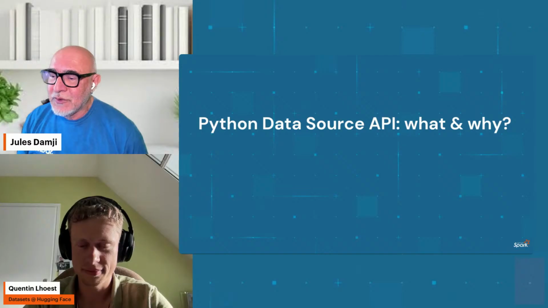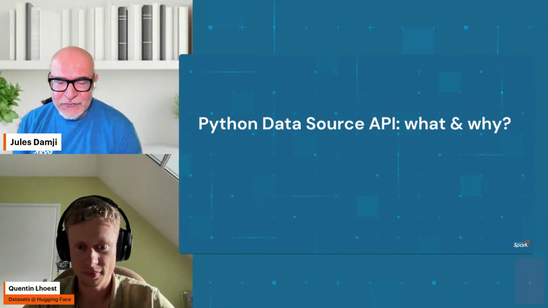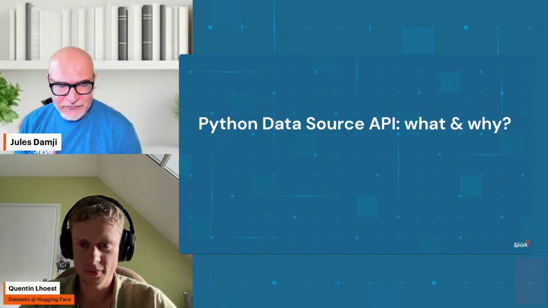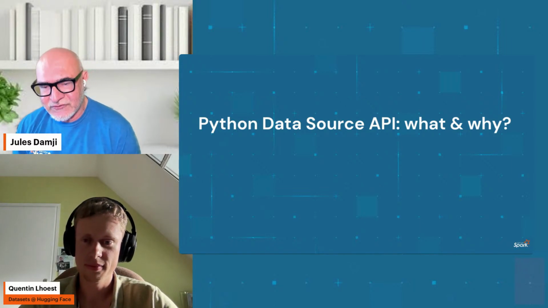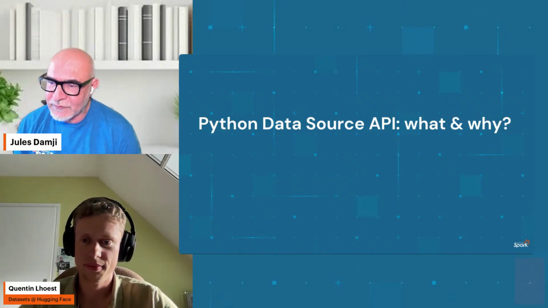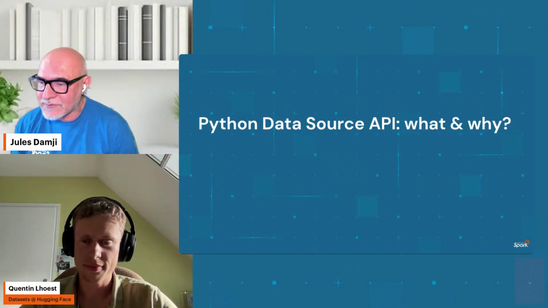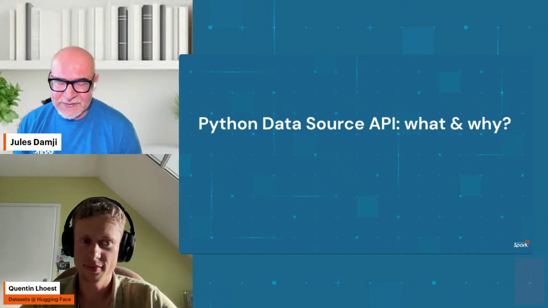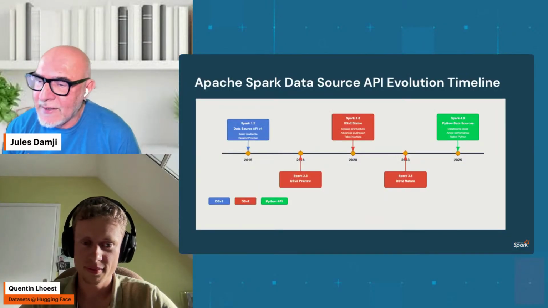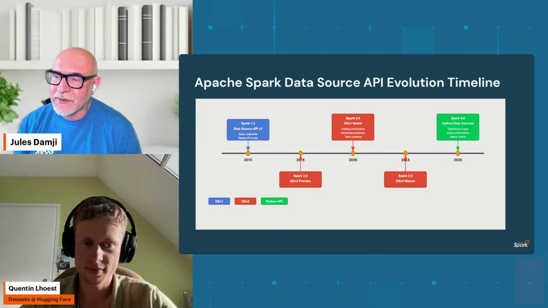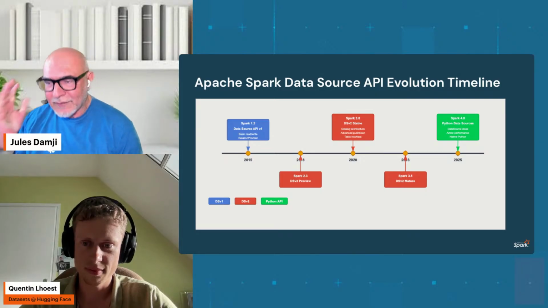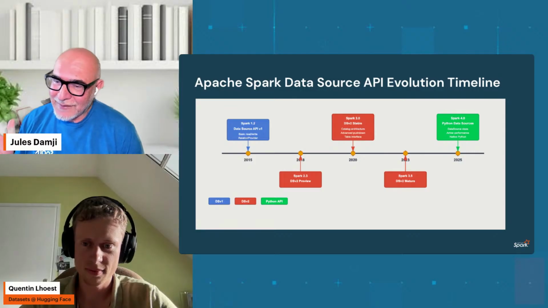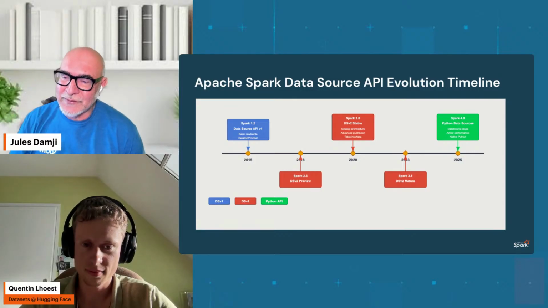Okay, so let's get into why. What is the Python data source? I think it's important to remember, before you get into any new feature or new technology, to understand the history, how something came about, what the evolution is, where we are today, and where we're heading in the future. Knowing the past gives you a better grasp of what the present is and what the future holds for us. So here is a 10-year evolution of the Apache Spark data source, from 2015 to the present time in 2025.